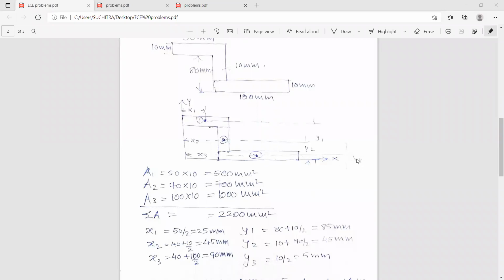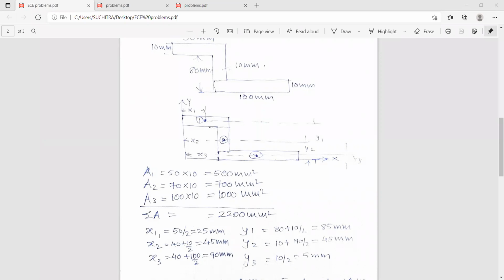So these are the corresponding x1, x2, x3, y1, y2, y3. First calculate the areas of these individual figures. A1 is 50 into 10, that is 500 millimeters square, and A2 is 70 into 10. The total height is 80, so if you take out 10, the remaining is 70. So 70 into 10 is 700 millimeters square, and A3 is 100 into 10, that is 1000 millimeters square. So sigma A happens to be 2,200 millimeters square.